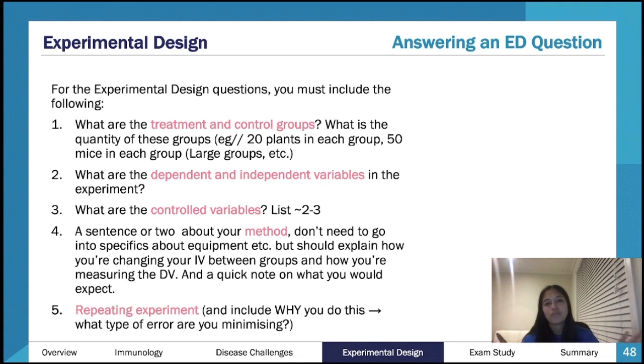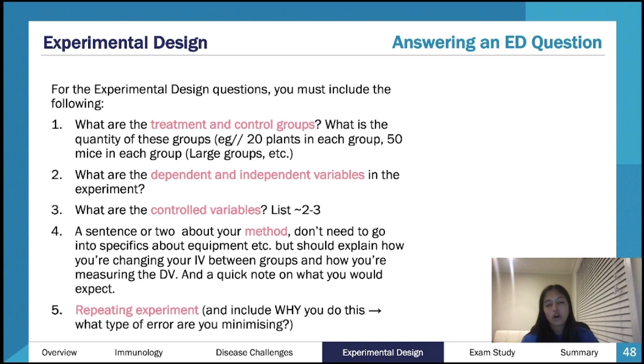But again, you don't have to go step by step by step by step. This is a 4-mark question, not a 40-mark question, so really be mindful of that. But at the same time, don't be too brief. You need to give a proper explanation of what you're doing. And lastly, repeating the experiment.